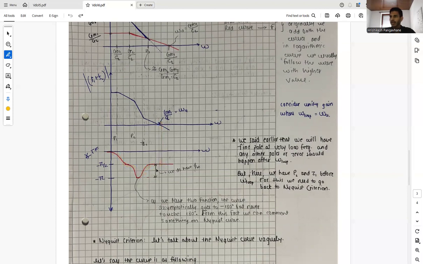And at the point of omega u, we have a phase margin, which is basically this value, and I think it's a pretty good amount of phase margin. And we will discuss about it later.